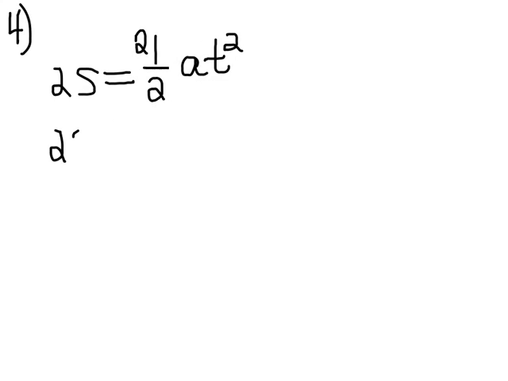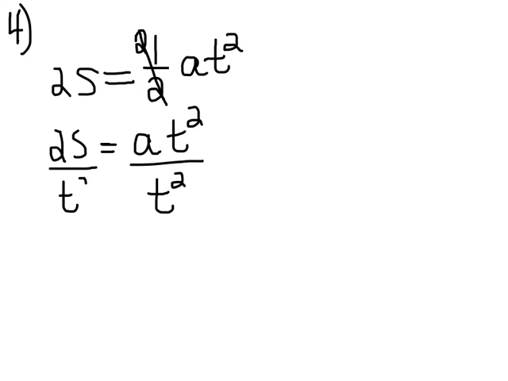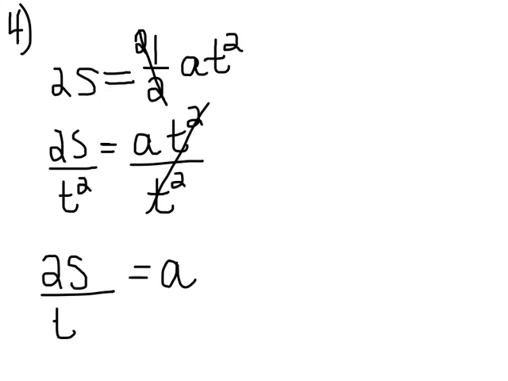So we'll have 2s equals 2 times 1/2, which is 1, or basically the 1/2 and the 2 cross off, and we're left with a times t squared. Now, to undo the multiplication between the a and the t squared, we'll be dividing both sides by t squared. Our final answer will be that a equals 2s over t squared.